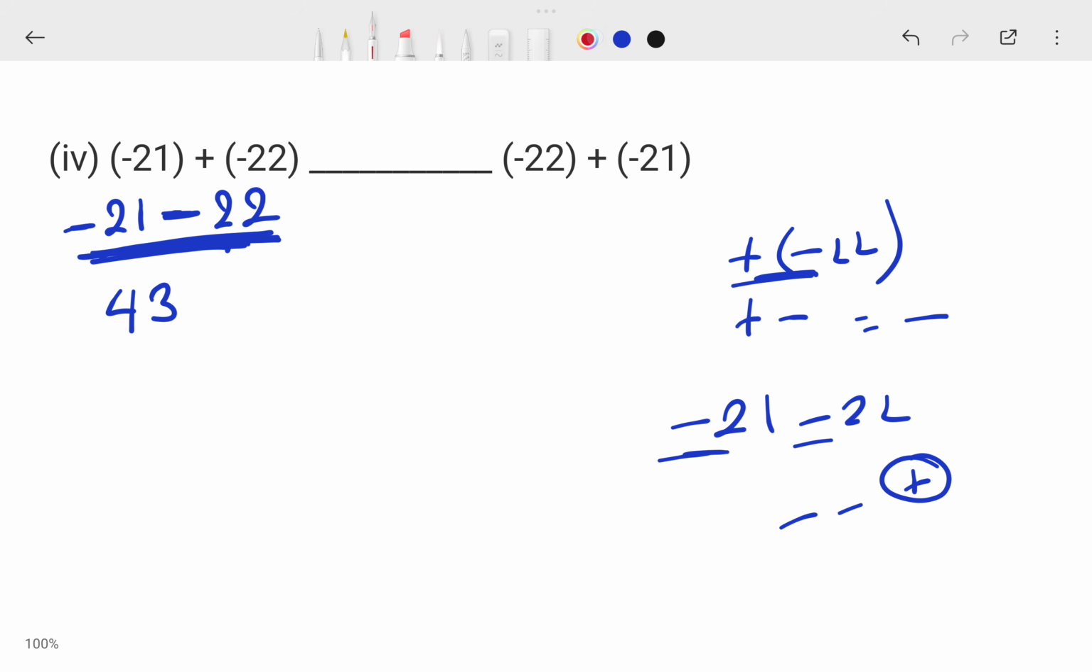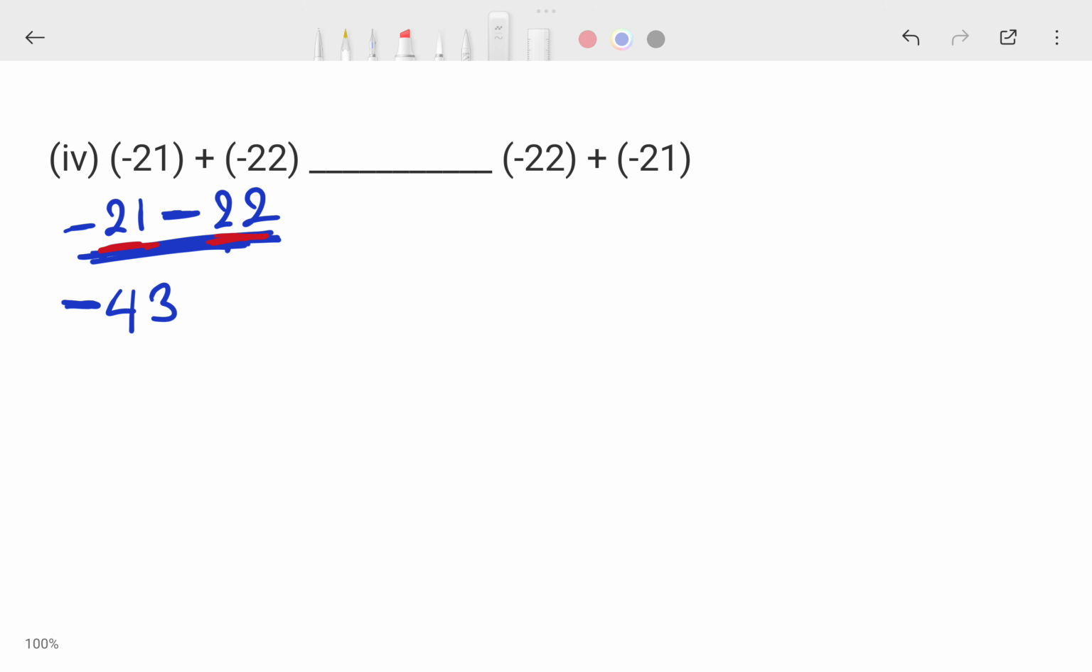But in this case, this 21 is there and this 22 is there. Which is greater? 22 is greater. So what symbol does the 22 have? It has a negative symbol, so we will put minus 43. Okay, is it correct? Right. Now let's solve the other one.